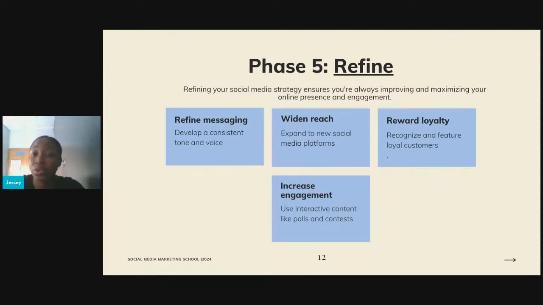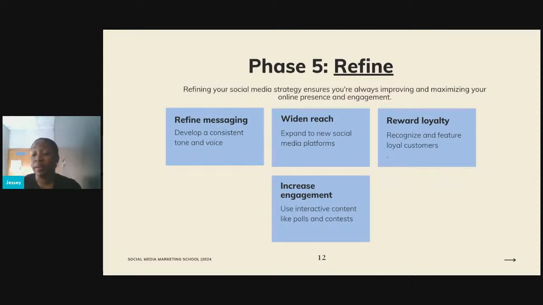You want to widen your reach, expand to explore new social media platforms, right? You want to also recognize and feature loyal customers. So people that have stuck with you for a very long time, you want to recognize them and feature them in some of your programs, right? Reward loyalty basically, and then increase engagement. Use interactive content like polls and contests, right, to engage your customers.